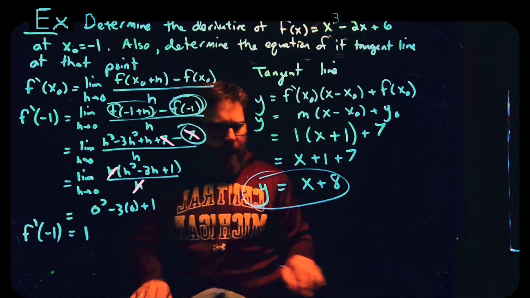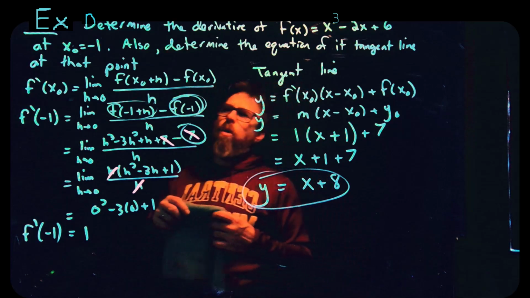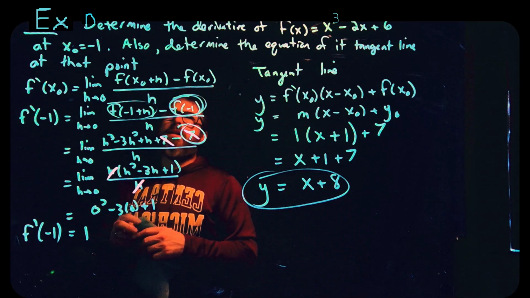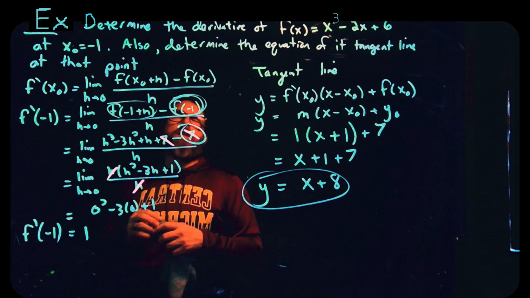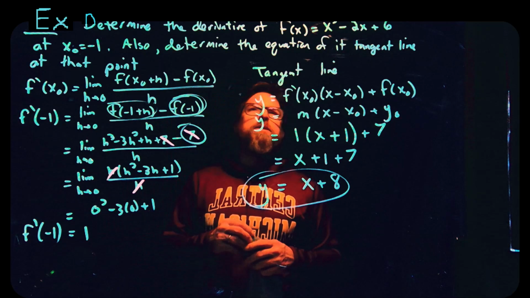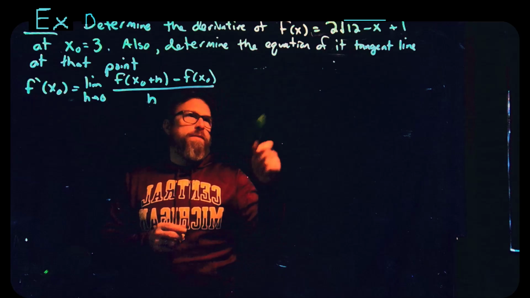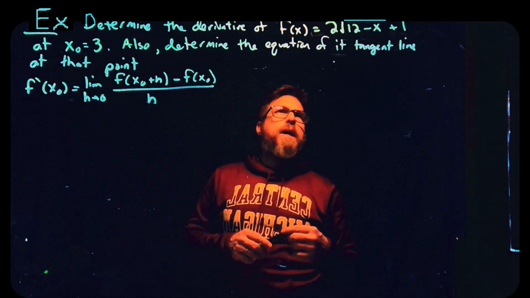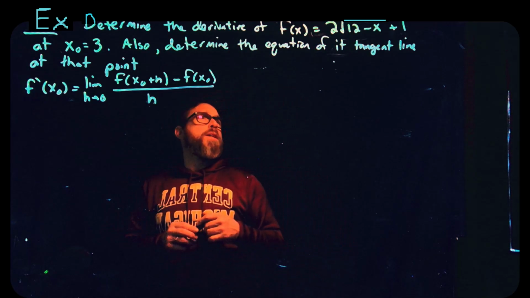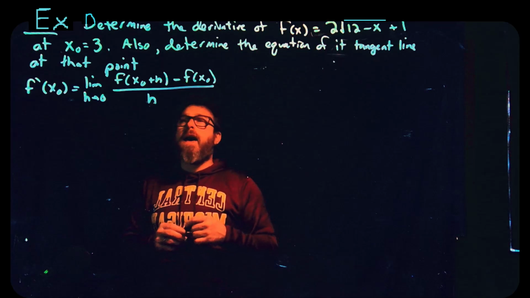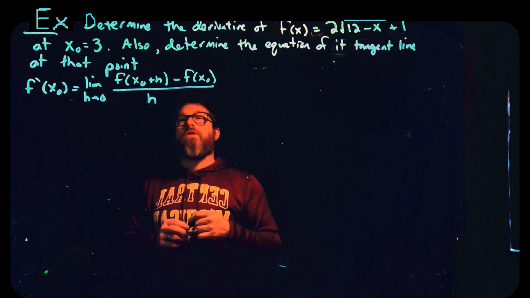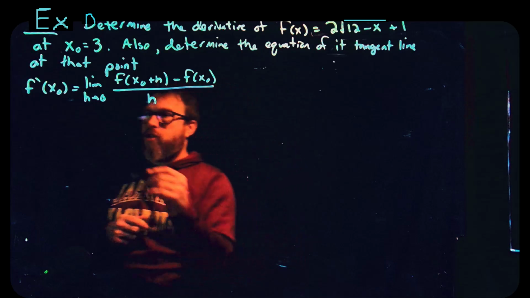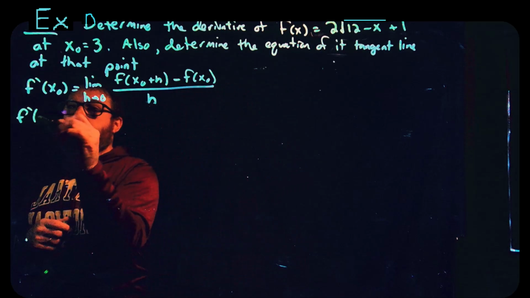Now we're going to do a radical that'll be a little messier than just, say, the square root of x, but just slightly more messy. So our third example, we're going to find the derivative of this radical: 2 times the square root of the quantity 12 minus x, plus 1, at x naught, which is going to be equal to 3. So again, finding its derivative, we want to know what is f prime of 3.